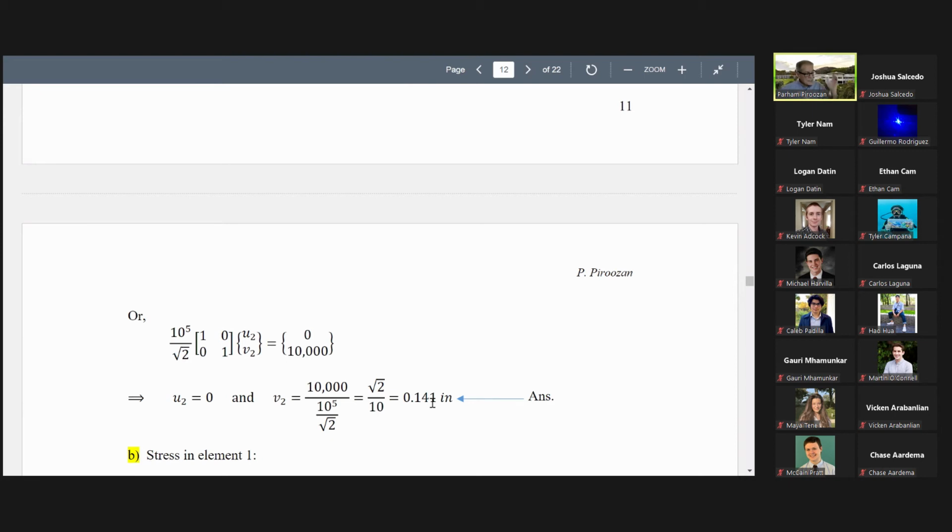And it makes sense because of symmetry. Node 2 doesn't have any displacement in the X direction. There is only one displacement in the Y direction, which is 0.141. That is the solution to part A of the problem. Any questions on this part before talking about stress?